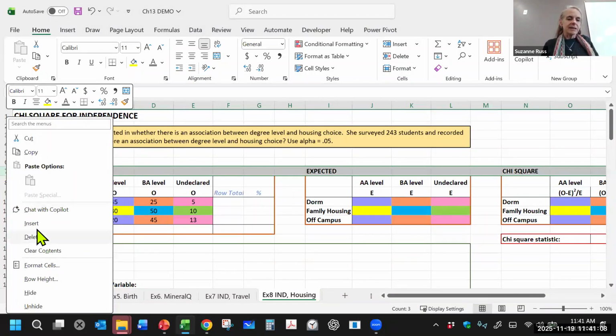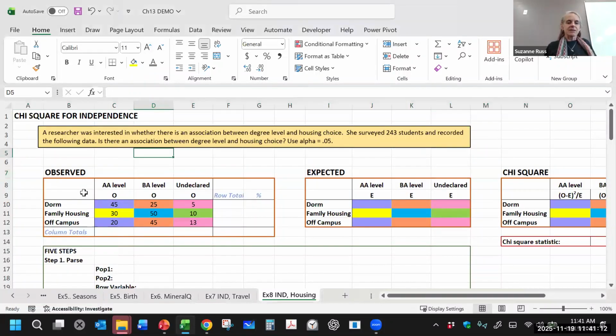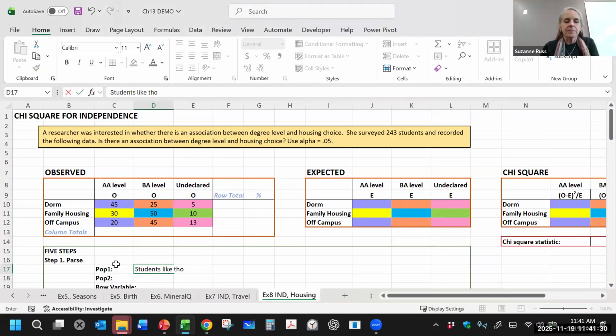Let's go ahead. I'm just doing it by right-clicking and increasing the size just so that it's a little more clear for us. So this is what we observed when we did the survey. And you can see here what's going on. Let's go ahead and figure out our populations. Let's just put, I think these are students like those in our sample.